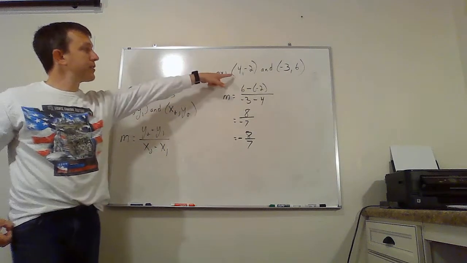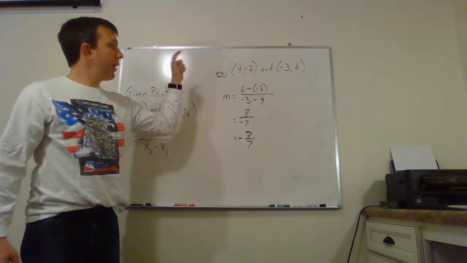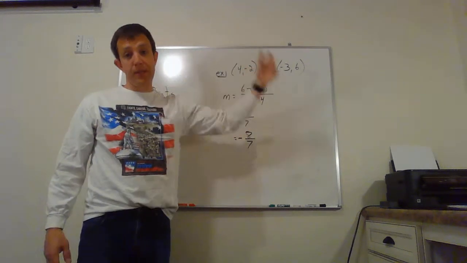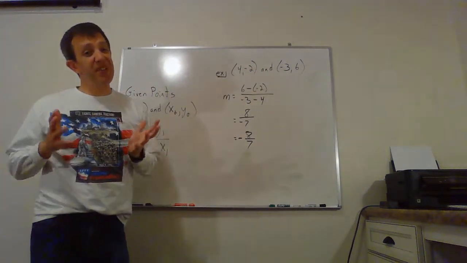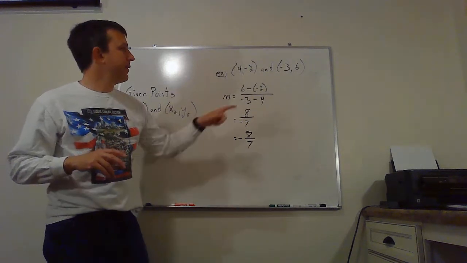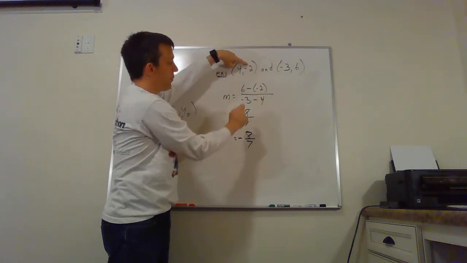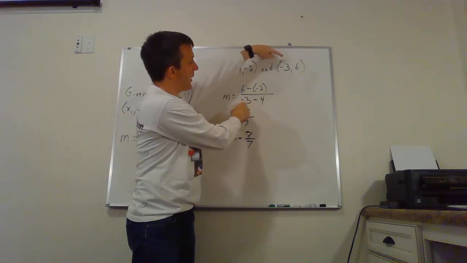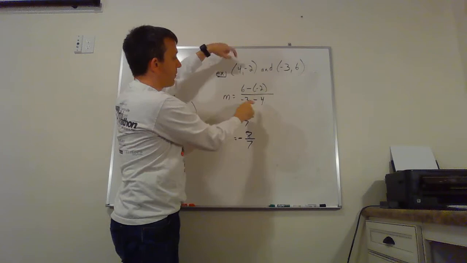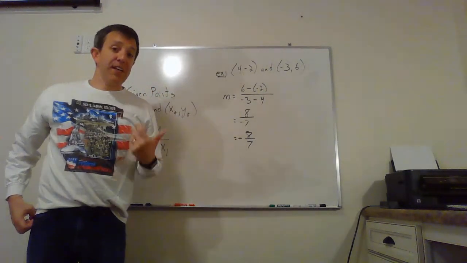Now, here's my 2 points, 4, -2, and -3, 6. So I'm taking this one as the second point because it's the second one on my board. Turns out it doesn't actually matter which one is the second point. We'll talk about that in a second. But I do y2, 6, minus the -2. And then I do the x's, x2, -3, minus 4. And if I do those all in the right order, I get the right answer here.